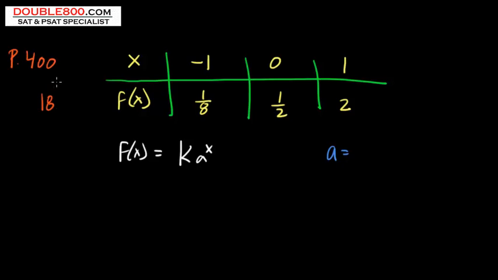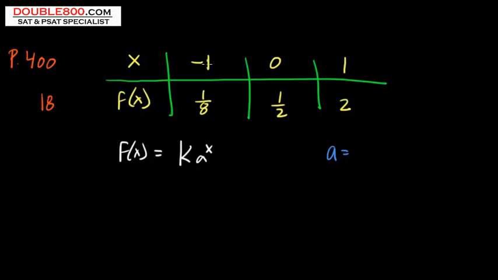In this lesson, we'll review an advanced math question from the problem solving section. We're on page 400, question 18 out of 20. We have this table here, and we're given values of x and then corresponding values of the function.